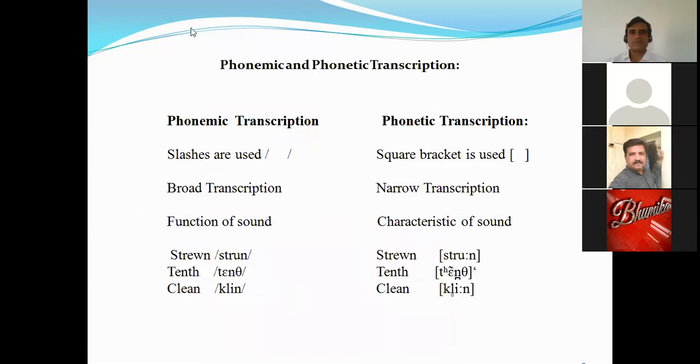Now we have to understand the exact difference between phonemic and phonetic transcription. When I teach this to students as a teacher of English, this is very essential to know. In phonemic transcription, slashes are used. We use slant lines, which denote sounds. In phonetic transcription, square brackets are used to denote transcription. Phonemic transcription is a broad transcription, that means an outward transcription. Phonetic transcription is a narrow and detailed transcription. Phonemic transcription is associated with the function of sounds, while phonetic transcription is characteristic of sound. Here are a few examples: trim, tenth, and clean. Here it is denoted in detail. So this is the difference between phonemic and phonetic transcription.